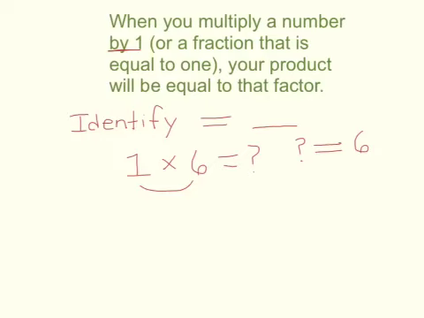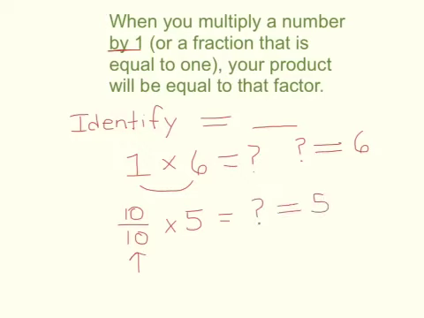Even if this 1 looks something like this, then this number is still equal to 1, so I know my question mark is going to be equal to 5. And my question mark is also going to be greater than 1. Don't be fooled when you see something like this, because we know when the numerator and the denominator are the same, then it is equal to 1.